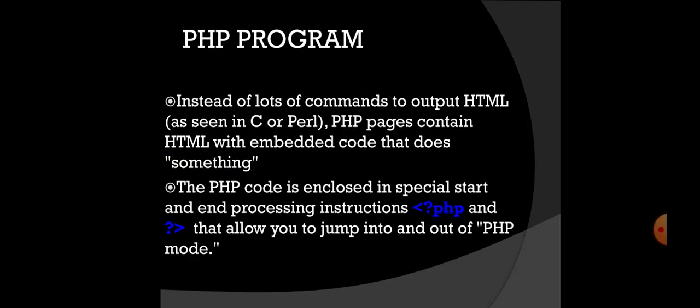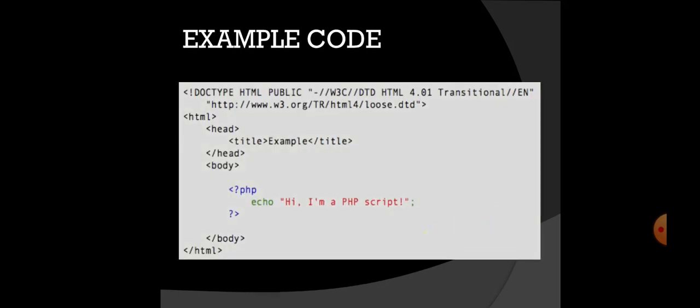Next we are going to discuss how to write a PHP program. If you want to write PHP code, first you have to use the syntax: the angle bracket, then question mark, then PHP, and finally a question mark and the angle bracket. When a processor sees this command, it jumps to the PHP mode.